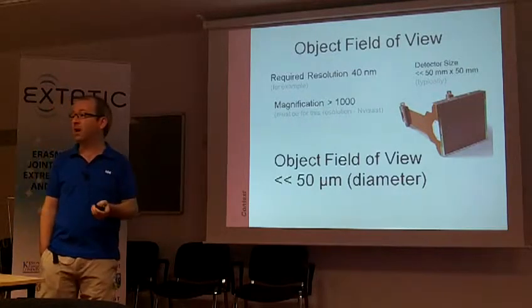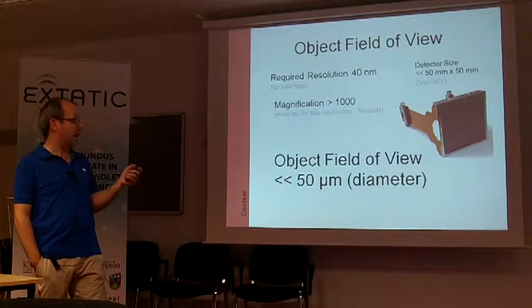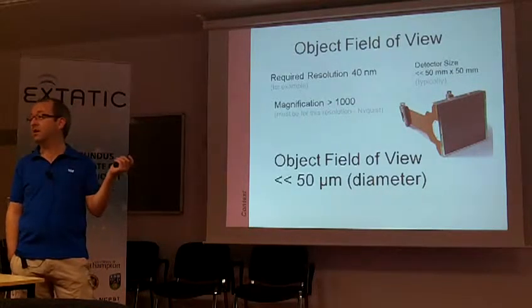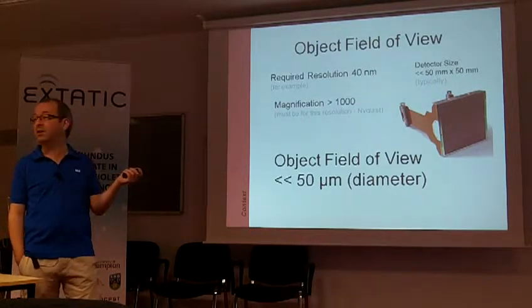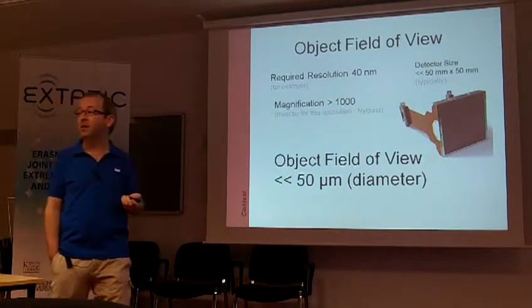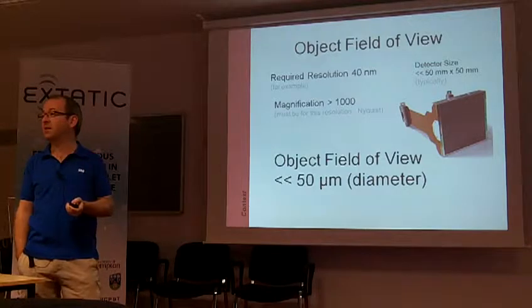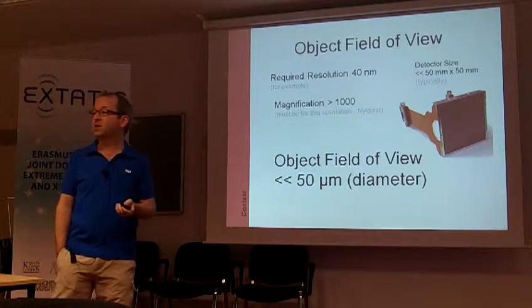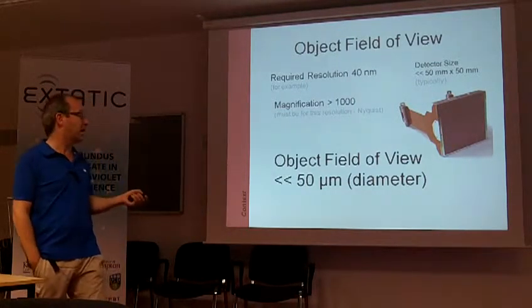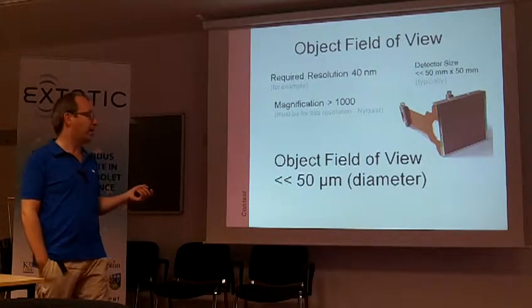And that has a large impact on your object field of view. Your object field is driven by the resolution that you require, and by the magnification that you require to get there onto a detector of particular size and particular pixel size. So detectors are normally much less than 50 by 50 millimeters. If you need magnification of 1000 to see 40 nanometer features, then your field of view is going to be much less than 50 microns. So in most of the imaging techniques that I was talking about there, the field of view is extremely small, and you need to couple a light source onto that extremely small field of view in order to image it.